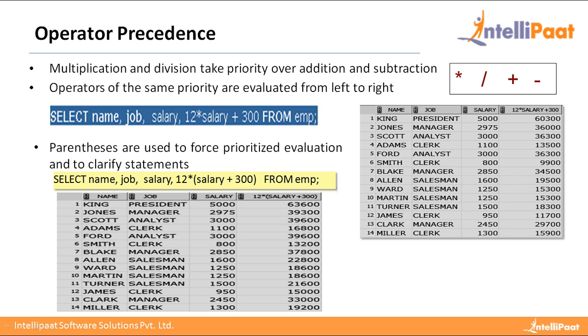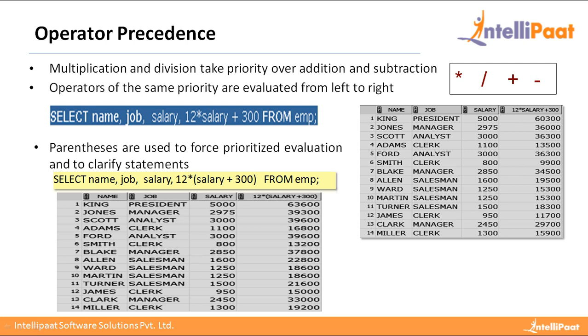See, the salary of this employee is 5000. 5000 into 12 is nothing but 60,000. To that 300 is added. So altogether it is becoming 60,300. In the same way, it is the same case with other things.